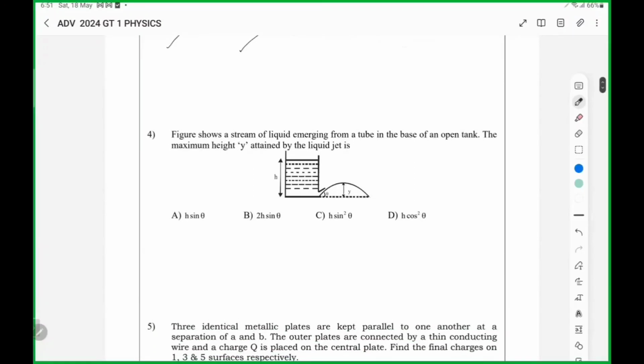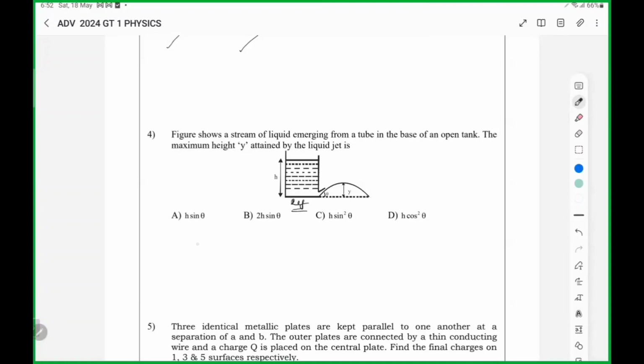Here, this figure: a stream of liquid is emerging from a tube in the base of an open tank. The maximum height attained by the liquid jet. This problem can be solved by using Bernoulli's theorem. Take this as a reference level.